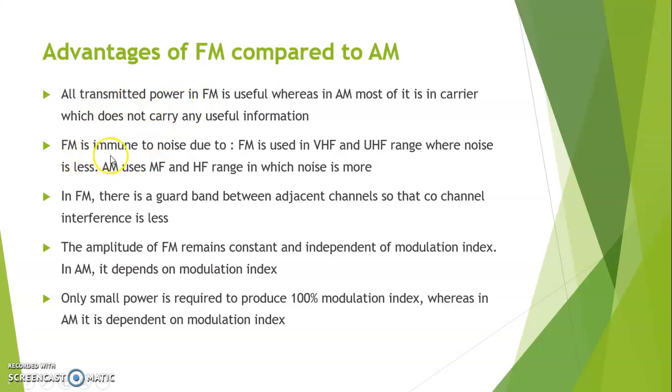Next, FM is more immune to noise when compared to AM. Then also FM has a guard band between adjacent channels so that interference will be very less. The amplitude of FM is always a constant, that is, it remains that of the carrier wave and hence it is independent of modulation index. In AM it depends upon the modulation index. Therefore, a small power is required to produce 100% modulation index for FM, whereas a large amount of power has to be dedicated to bring in modulation for AM.